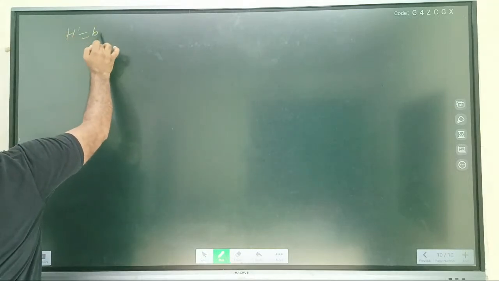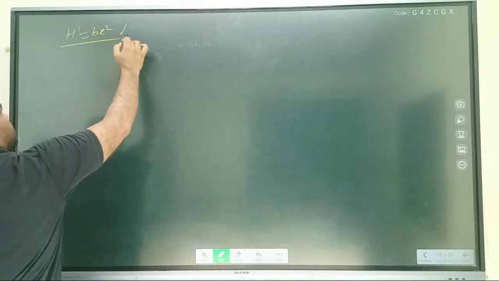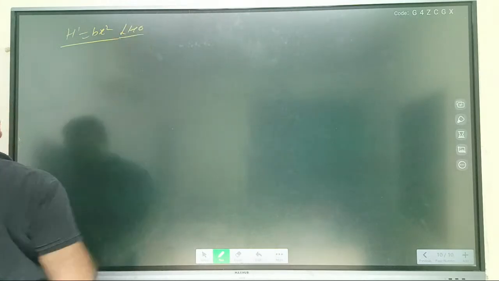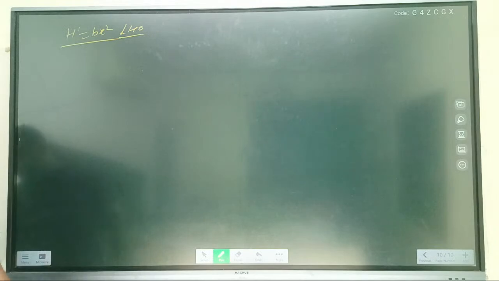Now H prime is equal to beta bx square. H prime is equal to bx square. Okay. But ये जो है वो कौन से सिस्टम में दे रखा है? तो LHO सिस्टम में दे रखा है. Okay. bx square. Okay. थोड़ा सा ये भी देखेंगे LHO सिस्टम में.